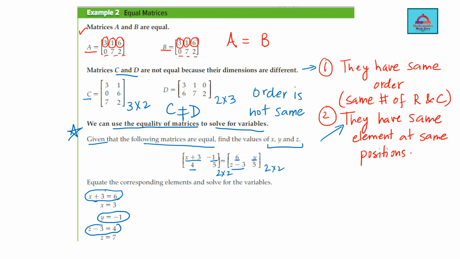So these three equations you will get. And why are they equal? Because the corresponding elements have equal values. So this condition helps you to solve for variables. If x plus 3 is 6, we subtract 3 from both sides and you get the value of x. Add 3 to both sides, you get the value of z. So your x is 3, y is negative 1, and z is 7. So you solve for all three variables using the concept of equality of matrices.